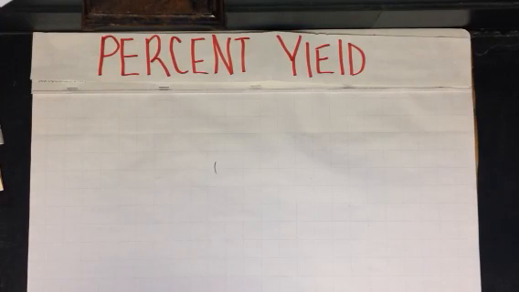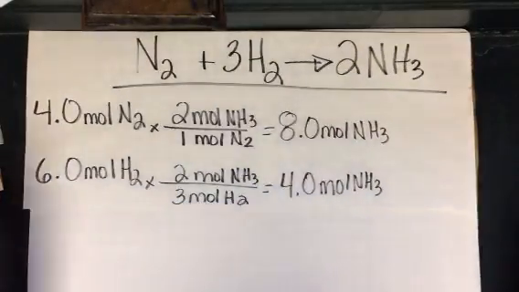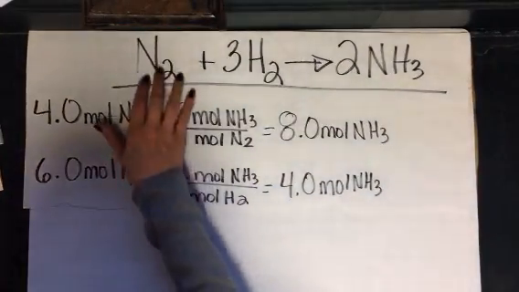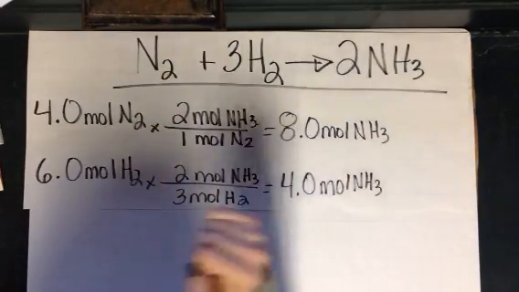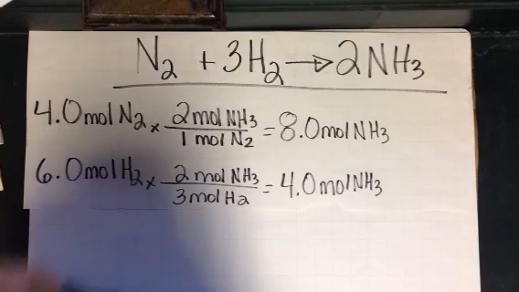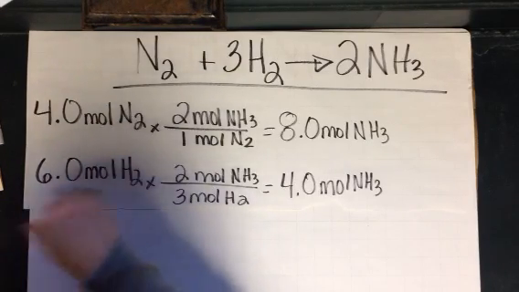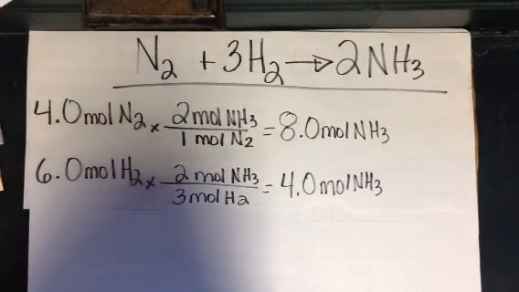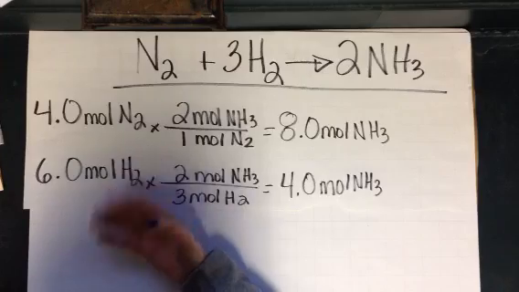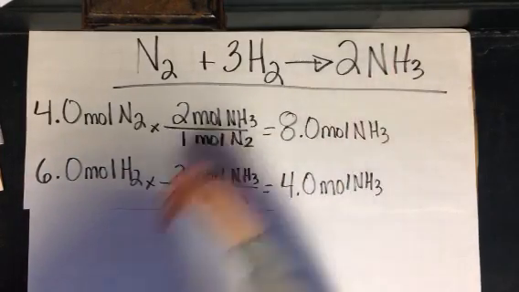For percent yield, we're going to begin with a limiting reactant problem. Let's take a look at one I've done for you. Nitrogen and hydrogen are going to react together to make NH3, which is ammonia. I'm starting off with 4 moles of N2 and 6 moles of H2, and I'm going to mix them together. The first part: I want to know theoretically how much NH3 am I going to make in this lab?